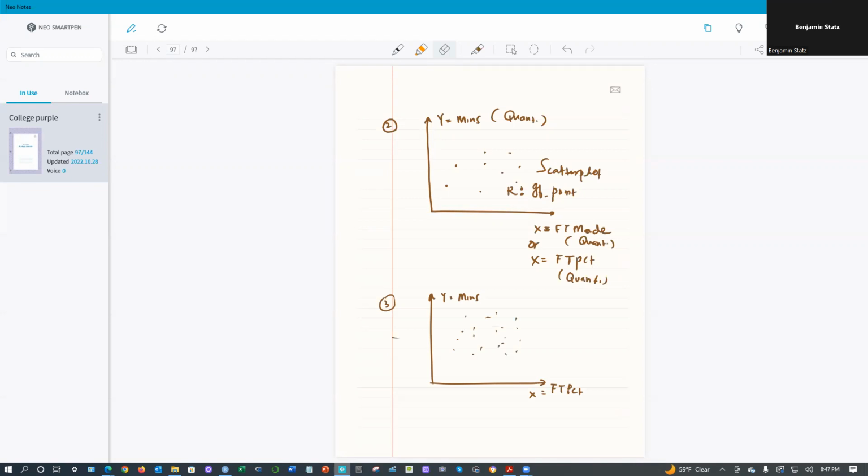But you need the empty model. The empty model is nothing but this is your X bar and this is your Y bar. This is the empty model.